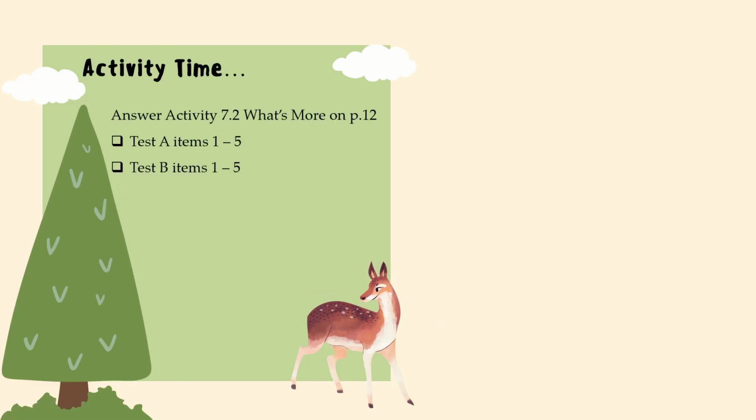So, activity time. You will answer Activity 7.2 on What's More, page 12: Test A, items 1 to 5, and Test B, items 1 to 5. Then answer the post-test, items 1 to 10 on page 13, letters only.